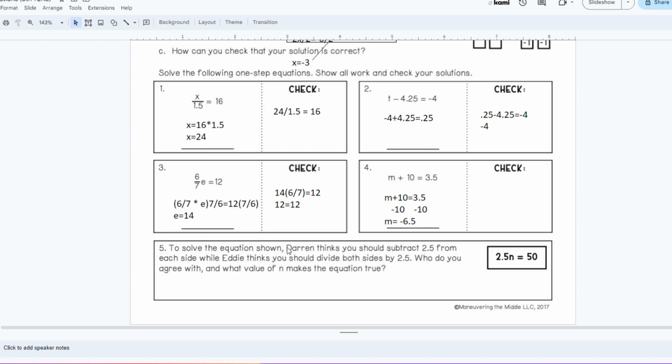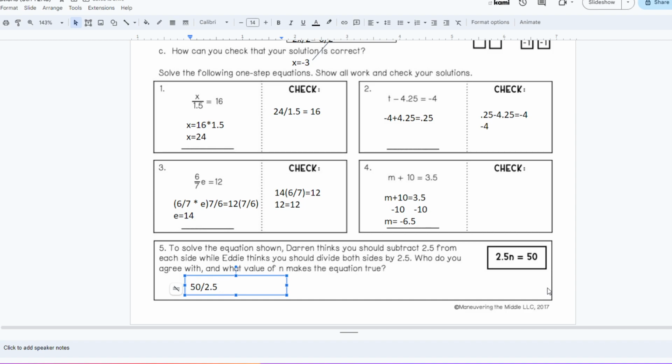So, should you subtract 2.5 or should you divide both sides by 2.5? Well, Eddie is correct. And the reason for this is because Eddie is thinking about the opposite operations. So you wouldn't add or subtract because there's no add or subtract symbol in here. A coefficient is multiplying. Also, this is why fractions are easier, because you could do this more easily with a fraction. Anyway, we would divide 50 by 2.5.